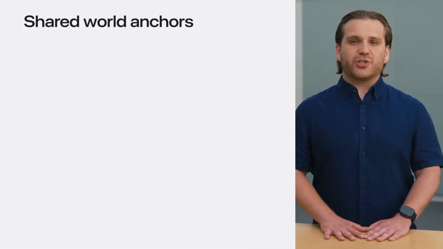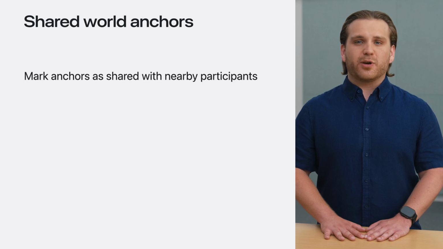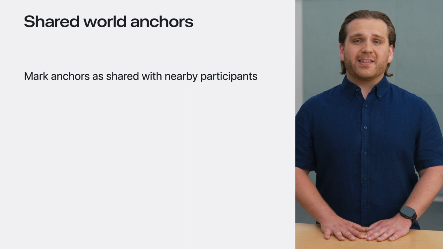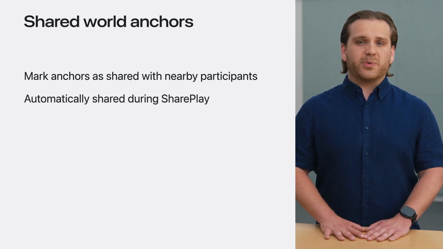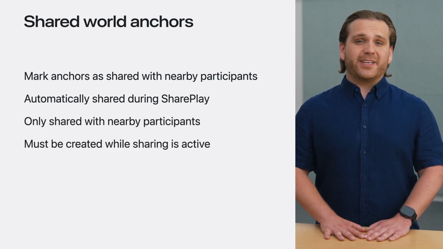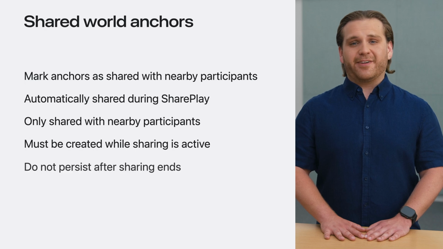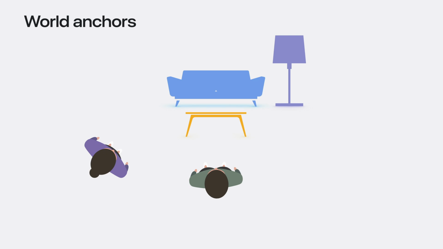To place shared content in a specific physical location while sharing, apps should use new API to mark anchors as shared with nearby participants. During a SharePlay session, this API allows apps to create a world anchor that's automatically shared with participants who are nearby, and only with nearby participants. You can only create shared anchors while SharePlay is active, and they do not persist after sharing ends, unlike regular world anchors. I'll adopt this in my furniture planning app from earlier.